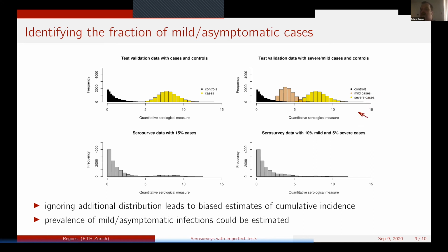So what we are planning to do, in collaboration with the people in Lausanne I already mentioned, and the Geneva serosurvey, is to estimate the cumulative incidence of severe cases and mild cases from the serosurvey data they collected. Actually, the people in Lausanne have measures for these quantitative test outputs for hospitalized and outpatient sera.